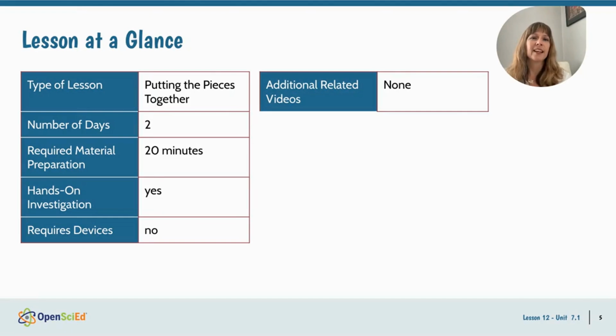Here you can see the lesson at a glance. It is a 2-day lesson, and there is a 20-minute prep time to get the materials ready for the hands-on investigation.